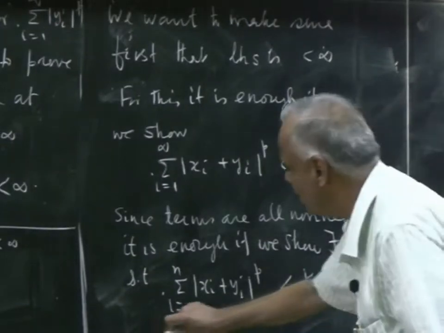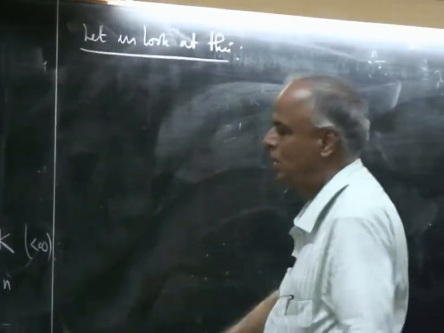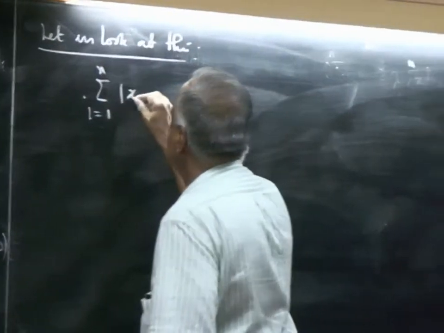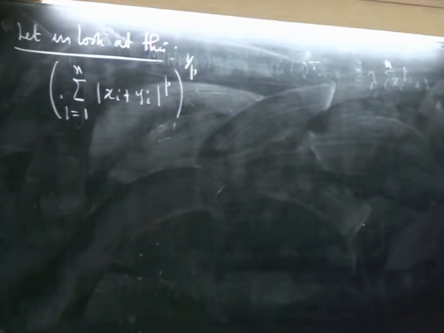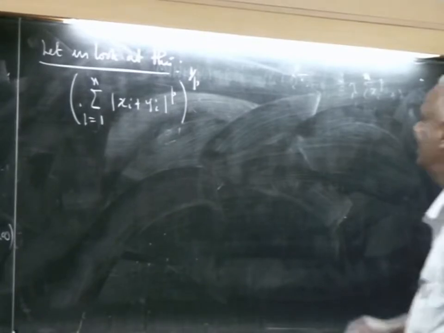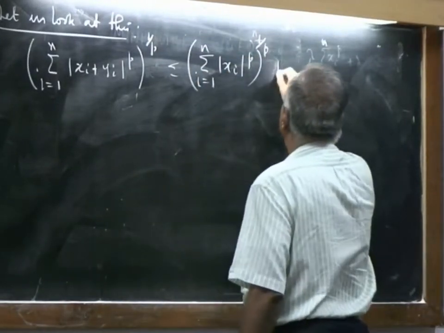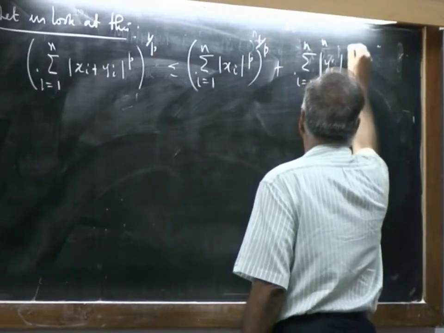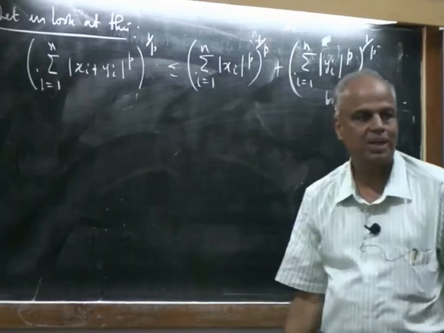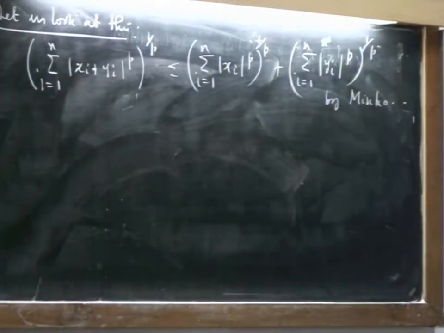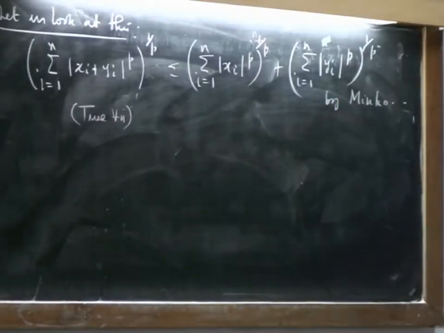Okay. Now, therefore, let us look at this. So, now if you look at summation i equal to 1 to n mod xi plus yi to the power of p, to the power of 1 over p, since there are only finitely many terms, now I can apply the old Minkowski: that is less than or equal to summation i equal to 1 to n mod xi to the power of p, to the power of 1 over p, plus summation i equal to 1 to n mod yi to the power of p, to the power of 1 over p, by Minkowski. Okay. This is true for every n. Whatever finite n we choose, we can apply Minkowski.